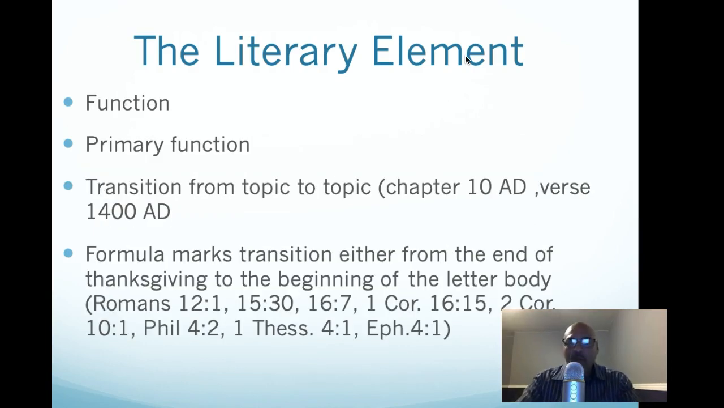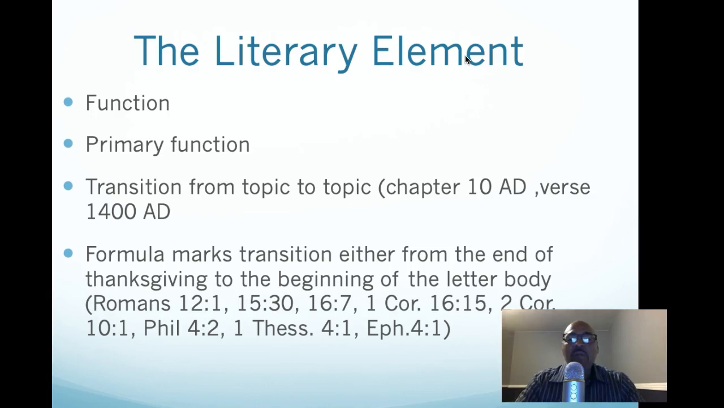Now what's the function? The primary function. Don't forget the reason there was such a need to understand the rhythm or the pattern of writing, the four steps that we laid out for you, is because of the transition from topic to topic, because again, we're spoiled by chapter and verse. They didn't have it. The chapters didn't come in until 100 AD, and the verses 1400 AD. So here you have a huge amount of transitioning that people had to do. They had to transition themselves. They had to read the rhythm of Paul's letters.